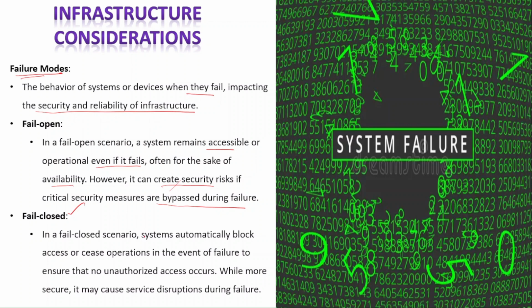In a fail closed scenario, the system automatically blocks access or ceases operations in the event of failure to ensure that no unauthorized access occurs. While fail closed is more secure, it may cause service disruption during failure. So it is always a trade-off. If you want fail open, your services will be available, but you may have security implications or a security breach. While in fail closed, your system will be more secure, but you may have availability issues.